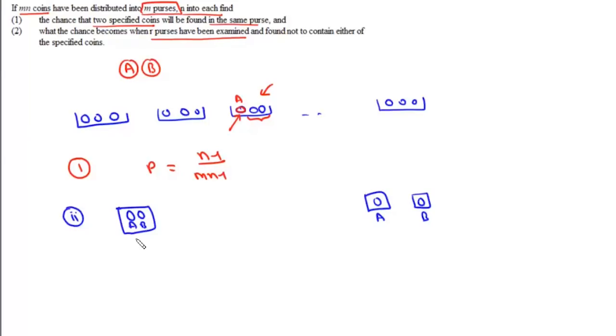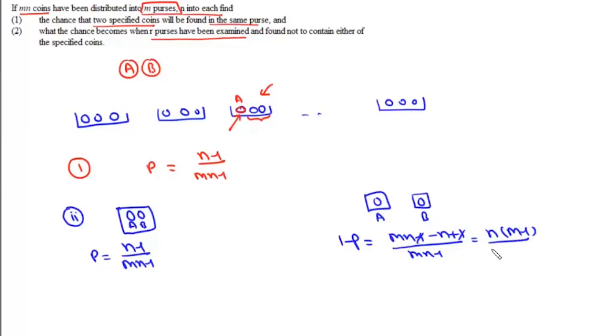Now the probability that they will be together is given by (n minus 1) upon (mn minus 1), and the probability that they will be in separate purses will be given by 1 minus p, which is (mn minus 1 minus n plus 1) upon (mn minus 1). Now 1 and 1 will cancel, so we can write this as n into (m minus 1) upon (mn minus 1).